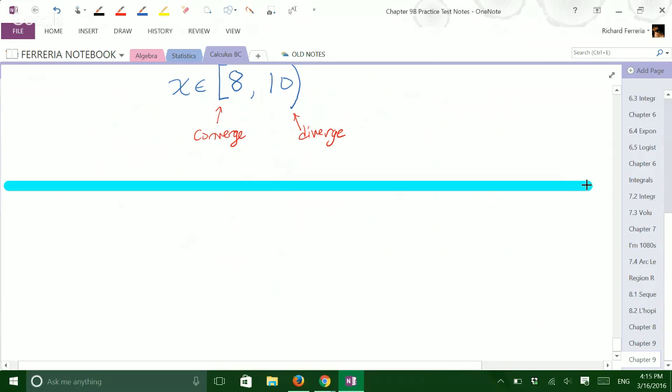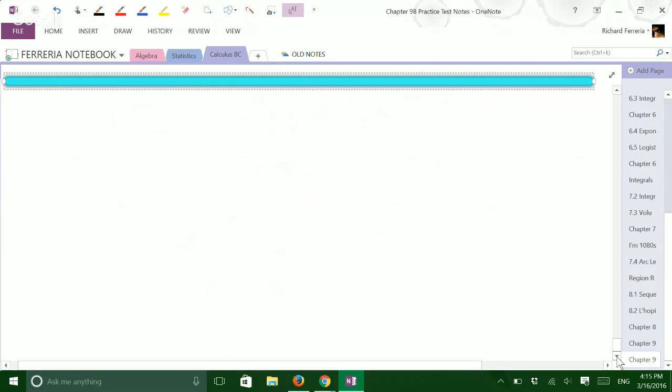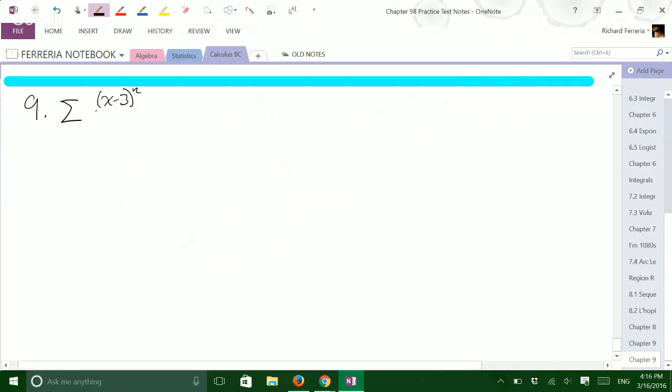Is that straight? Okay, so we're good with number 8. Let's look at number 9. It's like I went out of my way to make number 9 crazy. Not geometric, so you have to use a ratio test.